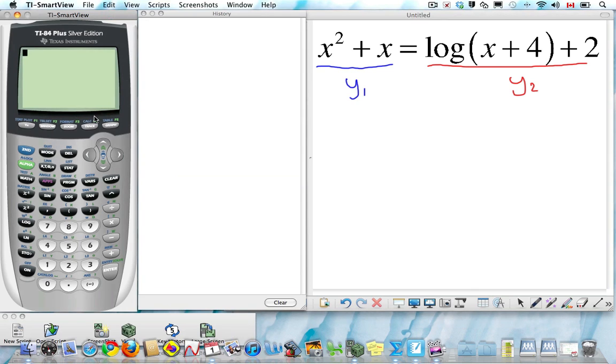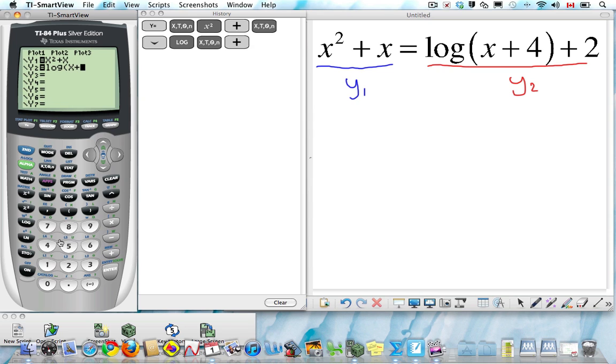If I go to my calculator, I'm going to go y equals, and I'm going to go x squared plus x. The second equation, I'm going to go log(x plus 4) plus 2. And if I graph these two, I can see that they intersect in two different places.